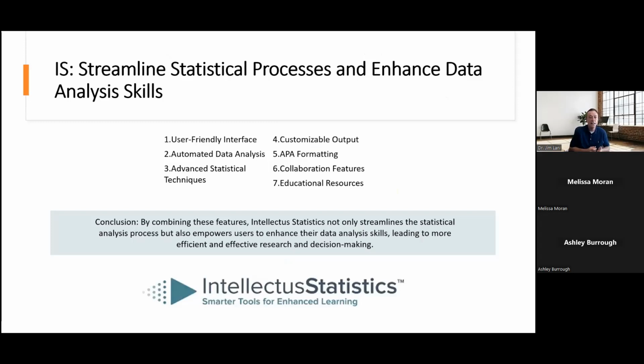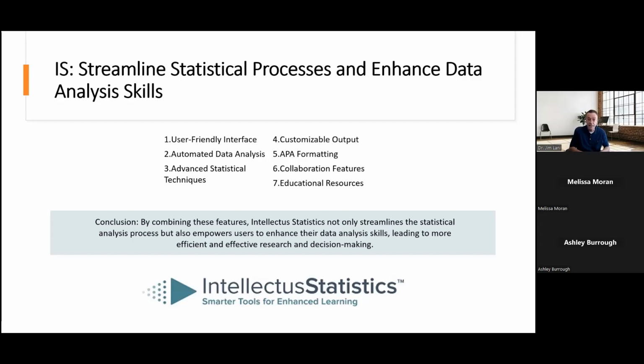Intellectus Statistics, or IS, is user-friendly. It offers an intuitive and easy to navigate interface that is accessible for all skill levels. This reduces the learning curve and allows users to focus more on the analysis rather than on navigating complex software. Second, the software automates many of the routine tasks in data analysis, like data cleaning and finding out what the assumptions are. That's all preloaded, and it interprets the output for you. That automation will save time and reduce the likelihood of human error.